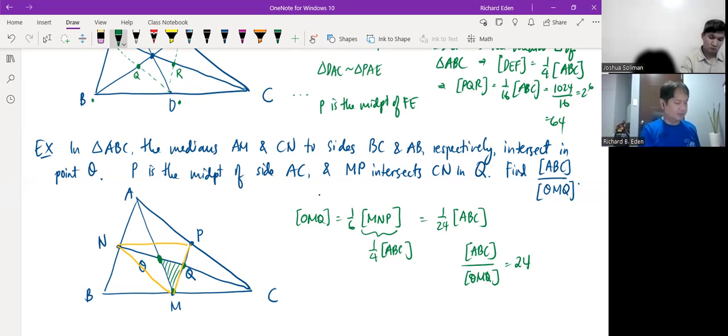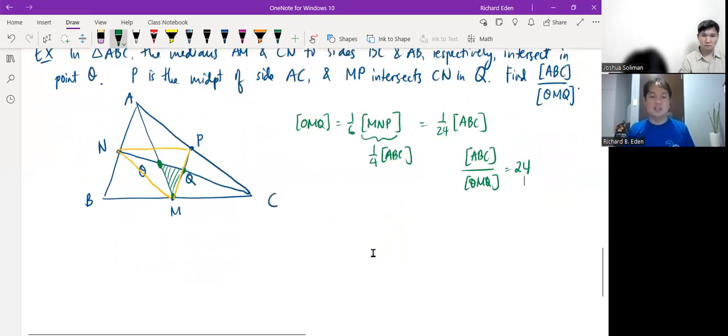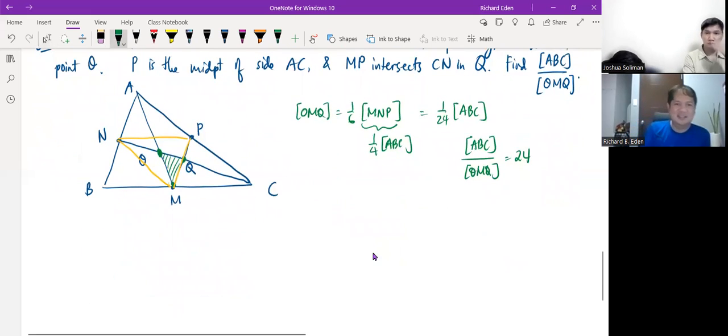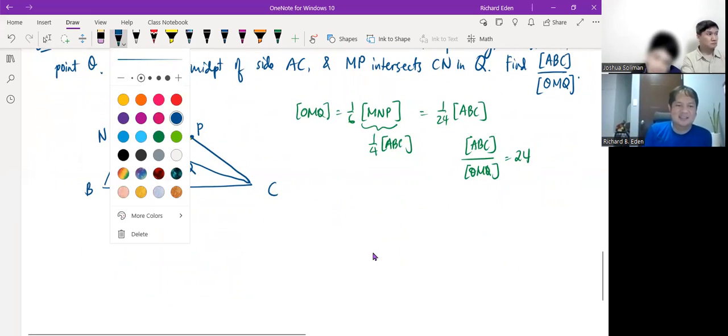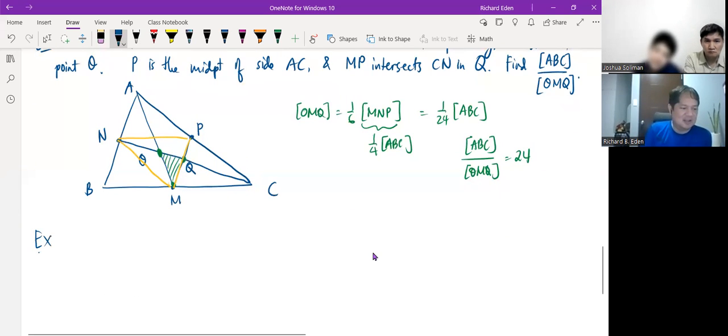Okay, tapos as far as okay. Other problems. These are miscellaneous problems. Okay, example.